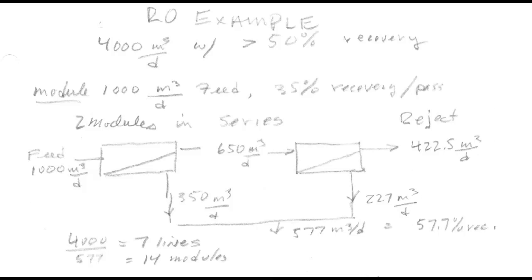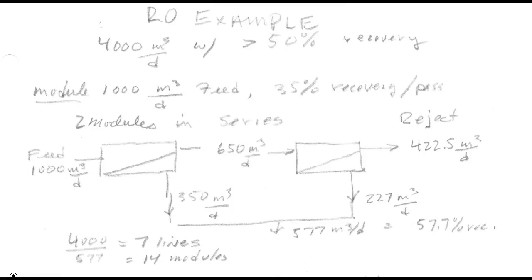In this video, we're going to discuss two examples. In the first example, we want to produce 40,000 cubic meters per day with a 50% recovery from seawater. Each module can handle 1,000 cubic meters per day with 35% recovery.